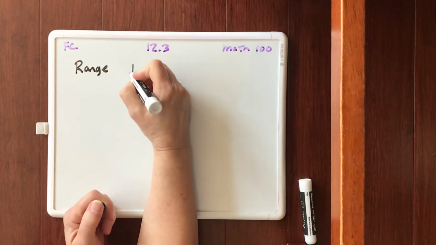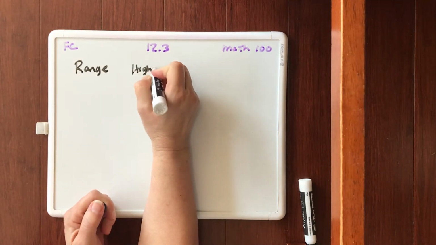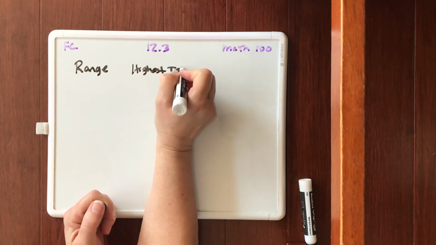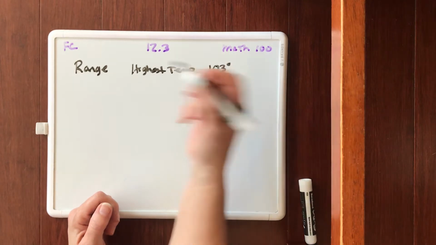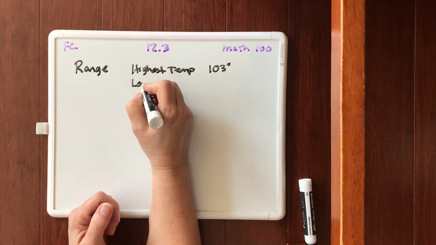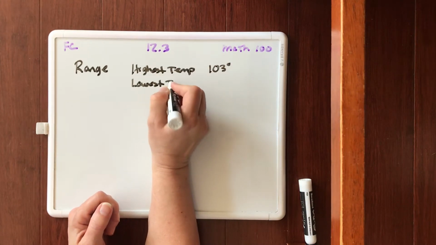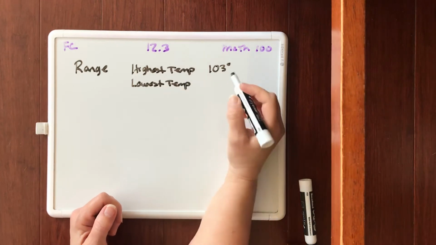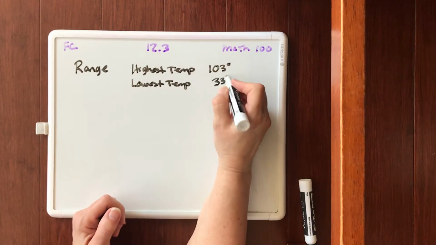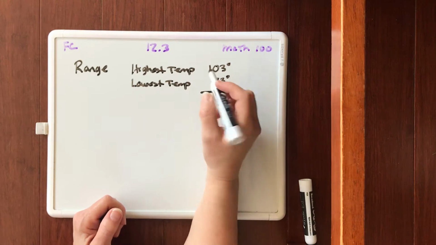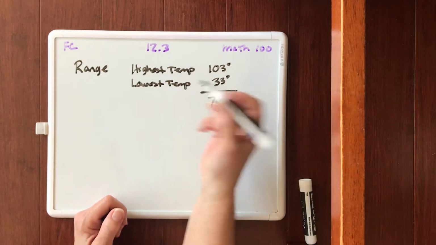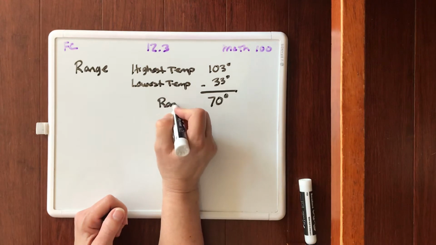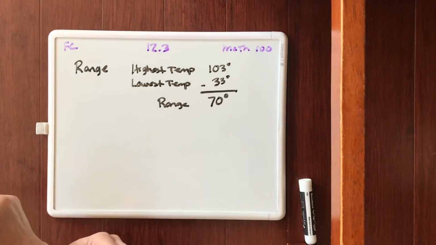If we have, for example, the highest temperature being 103 degrees, and we have the lowest temperature being 33 degrees, we subtract those two, and that's 70 degrees, and that's what we call the range. It's a range in temperature of 70 degrees.